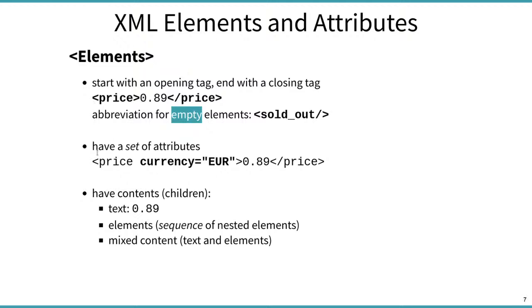And each element can have a set of attributes. I write set here italic because it's important. What does it mean that it is a set? Why do I write set? Why is it important? Write in the chat what the consequence is that we have a set of attributes and not a list of attributes.